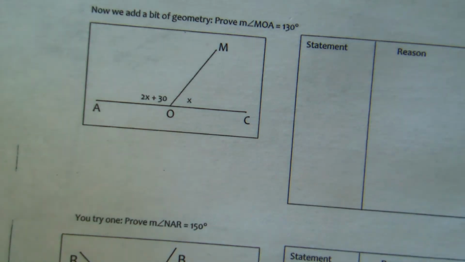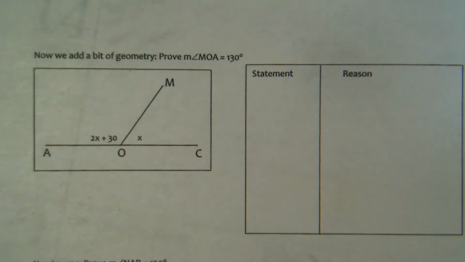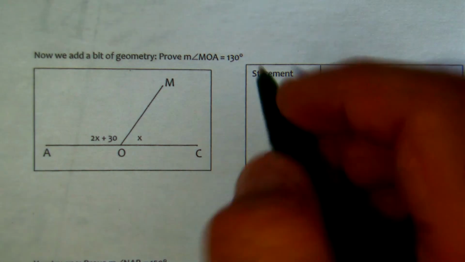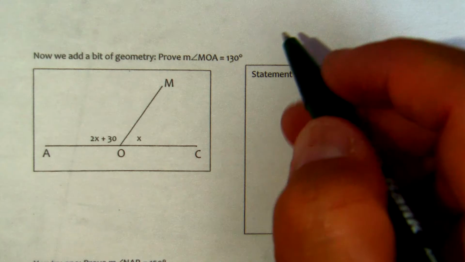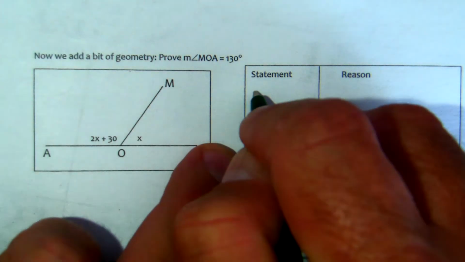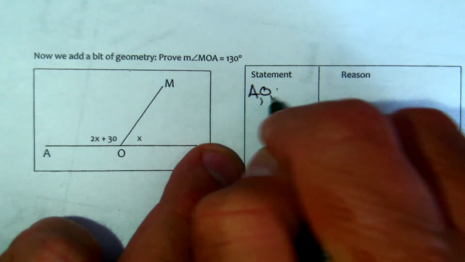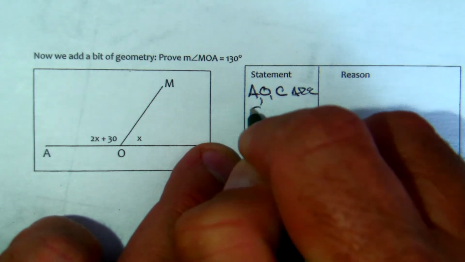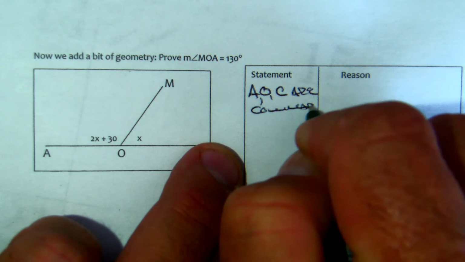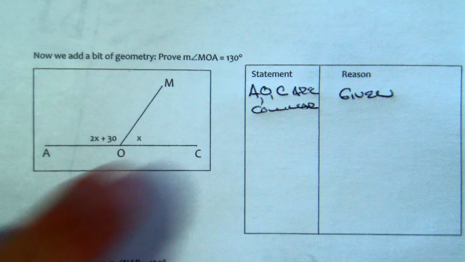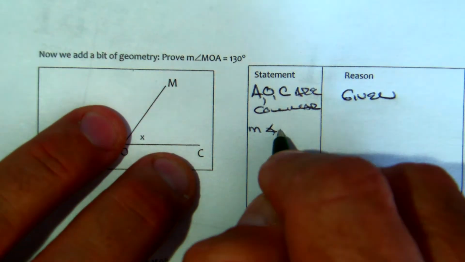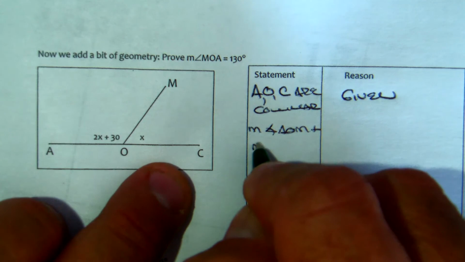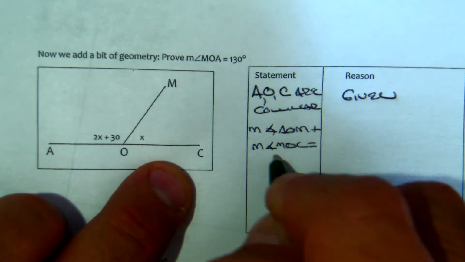All right, next up, now we add a little bit of geometry. Prove the measure of angle AOC equals 130. We start with what they give us, which is a straight line. We're allowed to assume a straight line is straight, which gives us a linear pair. So we can say A, O, and C are collinear. Reason: it is given. Then you can say the measure of angle AOM plus the measure of angle MOC equals 180.